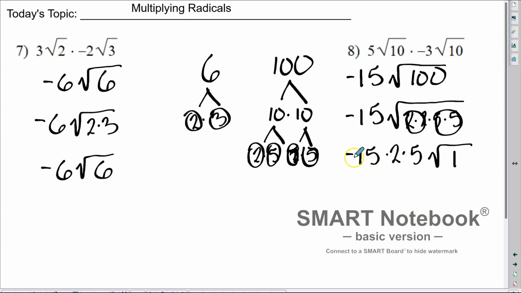So anyways, negative 15 times 2 is negative 30, times 5 is negative 150. You multiply these. And the square root of 1 is 1, so when you multiply 1 times anything, it's itself. So it stays like that. Now, again, there's going to be certain differences per problem, but if you do the same process every time, you're going to be able to do all of these problems.